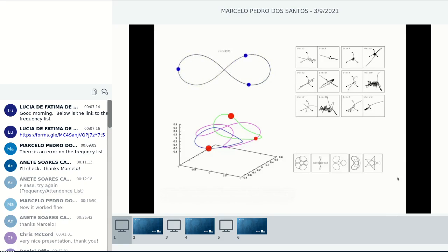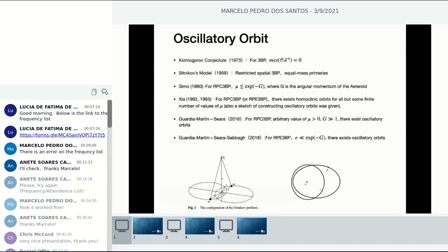So now let's turn back to the oscillatory orbit. Here I list some historic works on this topic. The first I should mention is Kolmogorov's conjecture, as announced in Alexeyev's paper. Basically, he claims that for the three-body problem, the measure of oscillatory orbits should be 0.